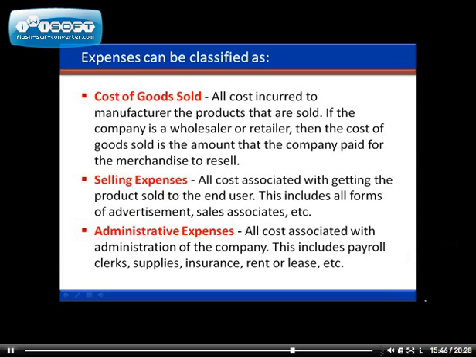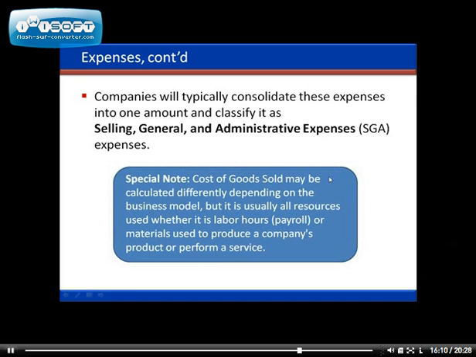And then we have administrative expenses, and these are all costs associated with the administration of your company. That could include payroll clerks, supplies, insurance, your rent or lease. Anything that is used for administrative purposes is not used to actually sell your products. And companies will typically consolidate these expenses on the income statement. They will classify it as SG&A expenses, or selling, general, and administrative expenses.